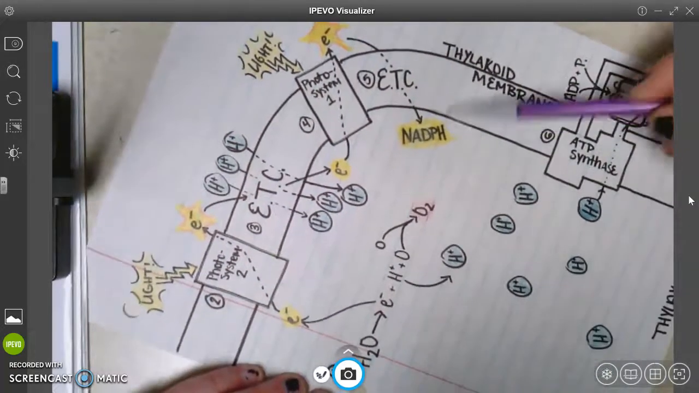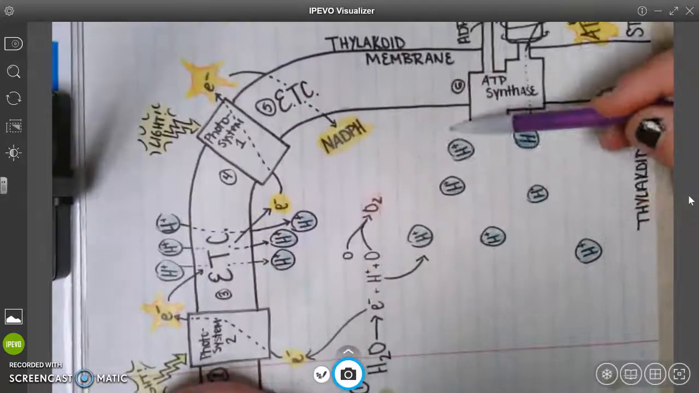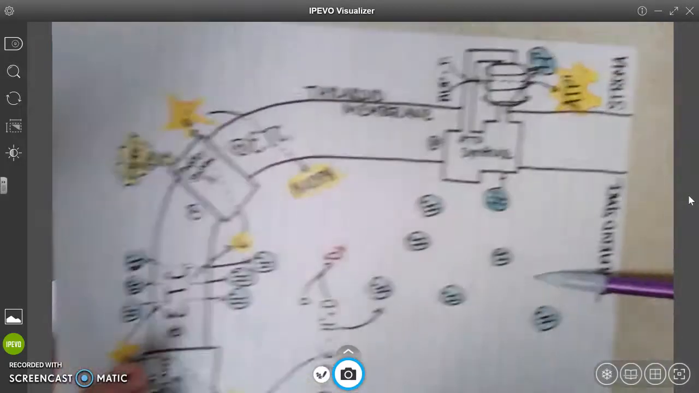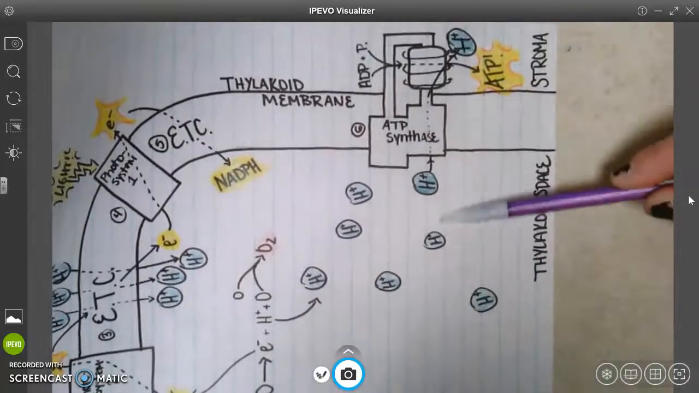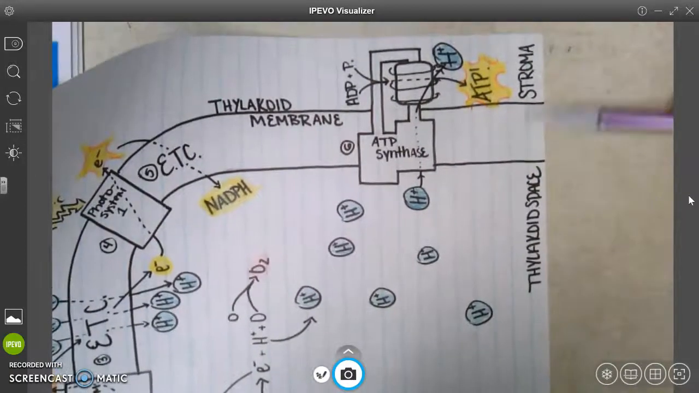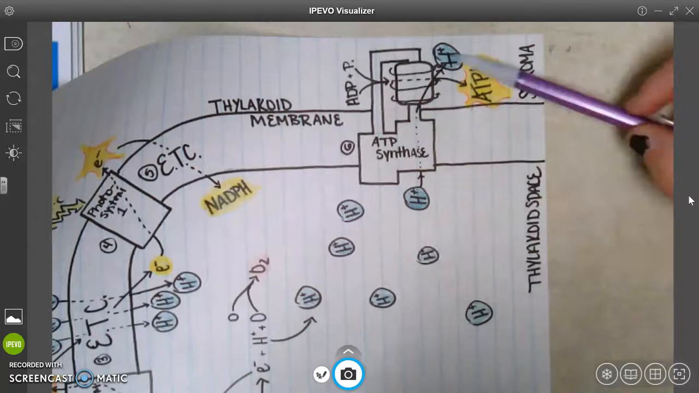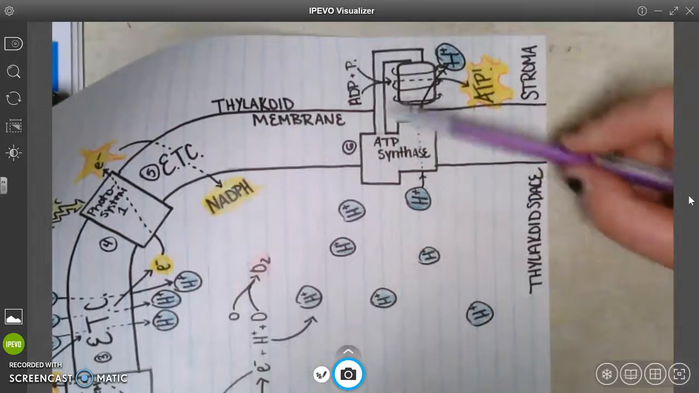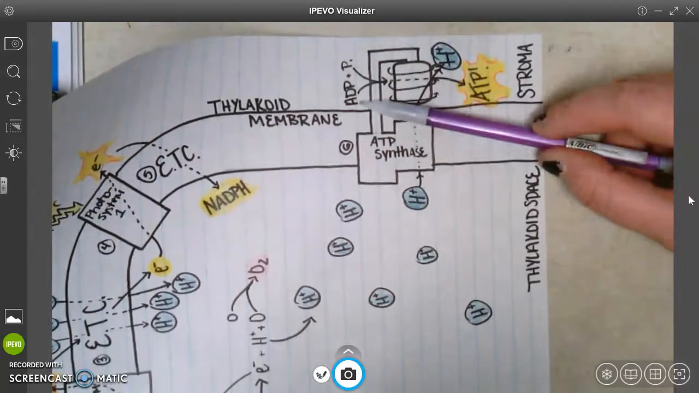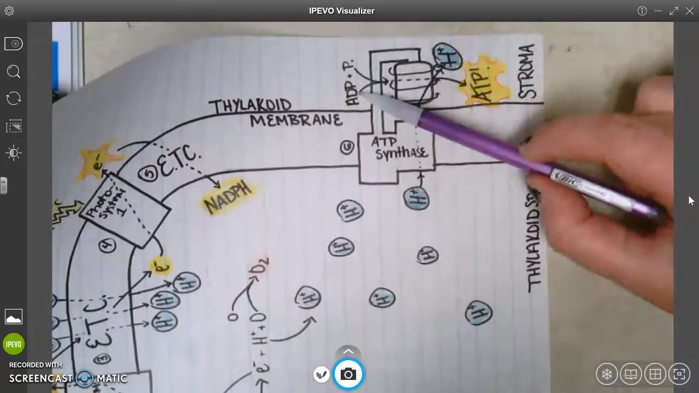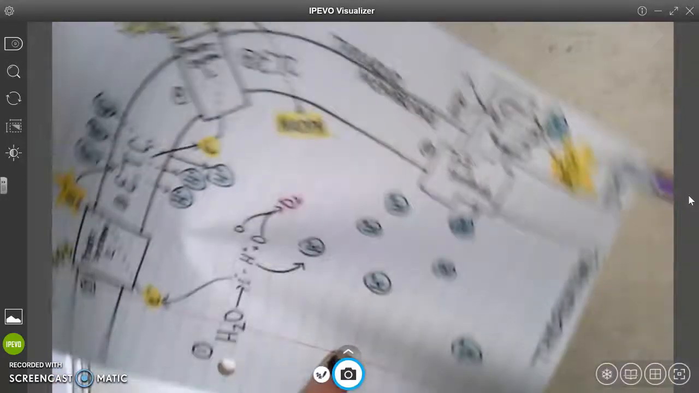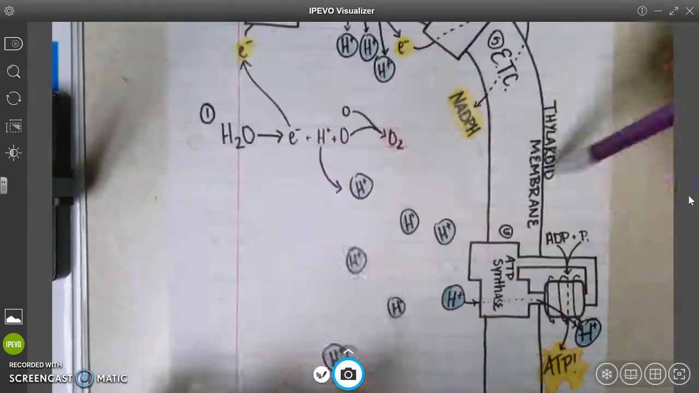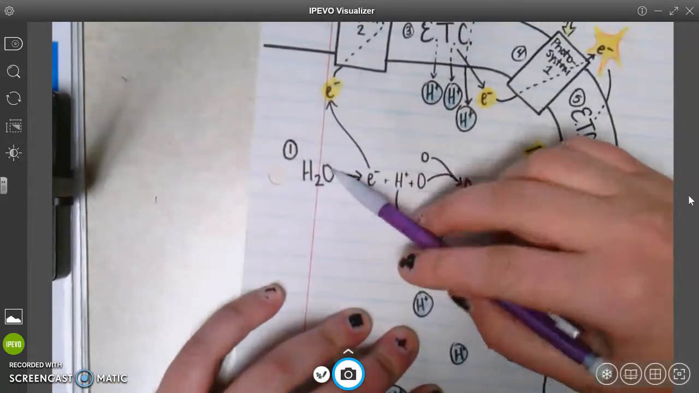Okay? So, within this thylakoid space, we have this huge concentration gradient of all these hydrogens, okay? So, we are just going to let them flow back out into the stroma, or the space outside of the thylakoid. And as they move out, they're going to spin this little turbine on the ATP synthase complex, which is going to phosphorylate, or add another phosphate group onto ADP, creating ATP, which you can see better if I turn the page like this.